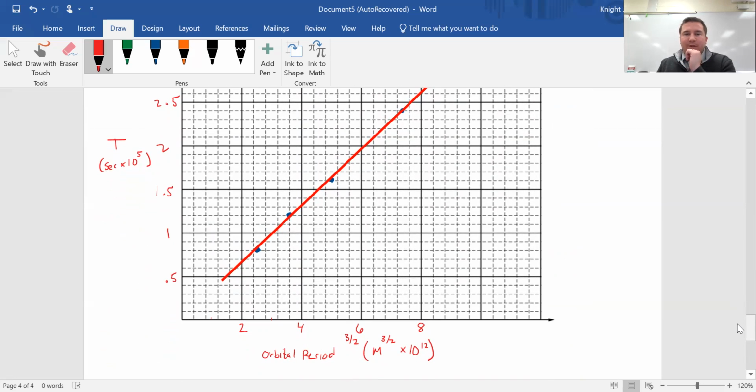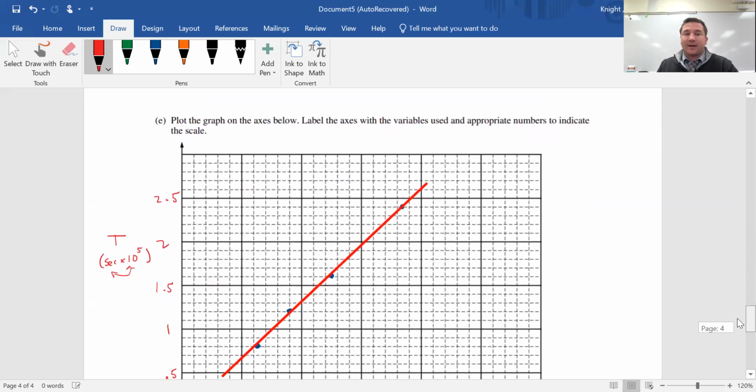So I graphed all the points. I get this line right here. Only thing I would change, I think I wrote these backwards. I think it needs to be 10 to the 5th seconds and 10 to the 12th meters to the 3/2. So I would switch those around. But other than that, it's a graph. It works. I have everything labeled. I guess I didn't label the top.